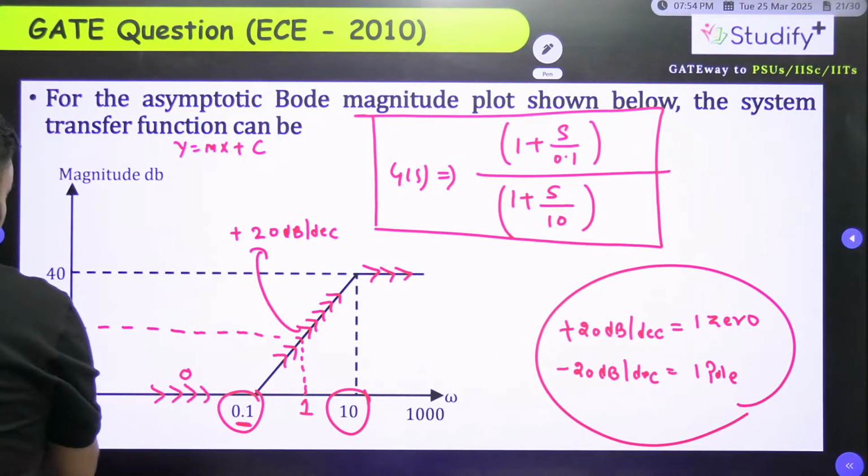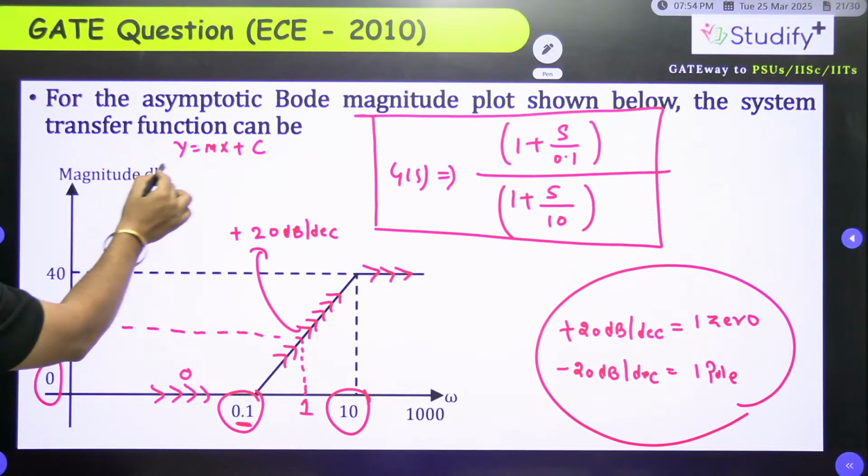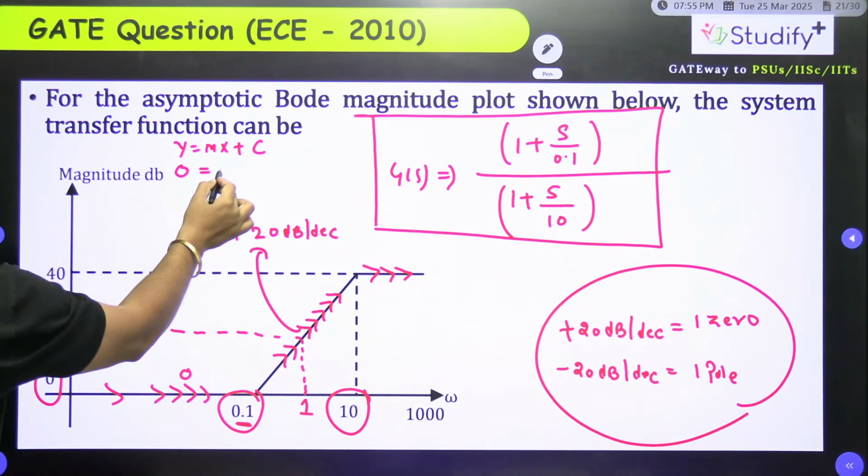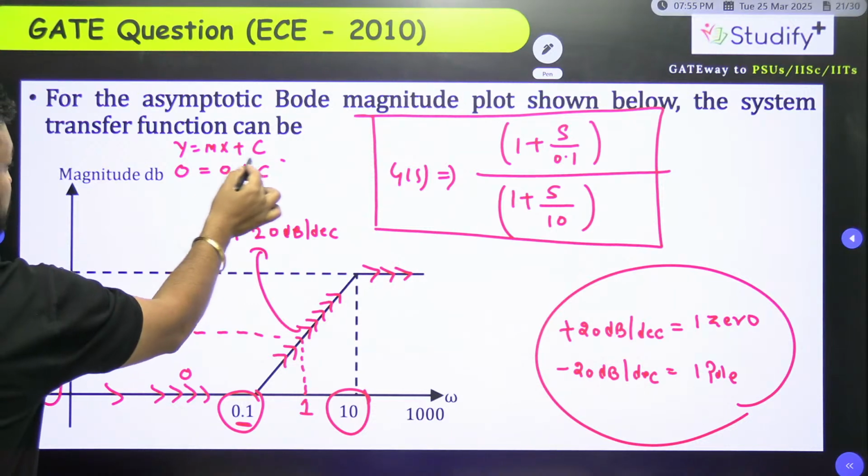What is the initial slope, or what is the y value? So you will write y value 0, sir. And initial slope is also 0. So 0 into x is 0. So c equal to 0.